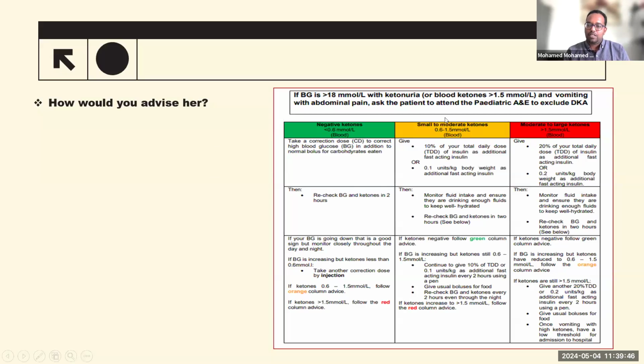Based on that, our friend Charlie lies in the yellow category. Do you agree? He's not in DKA, his ketones are 1.1, and he's sick. So this is sick day management.